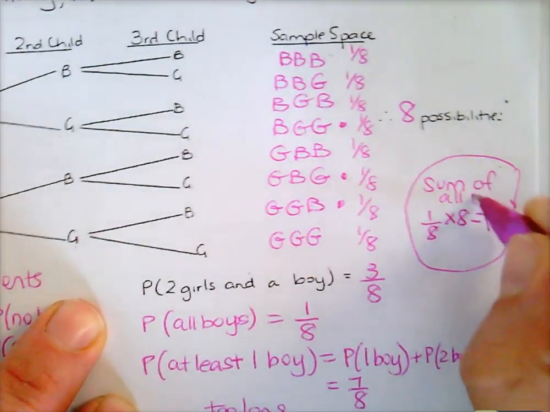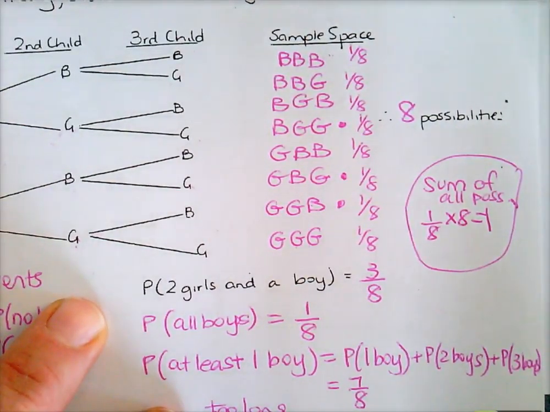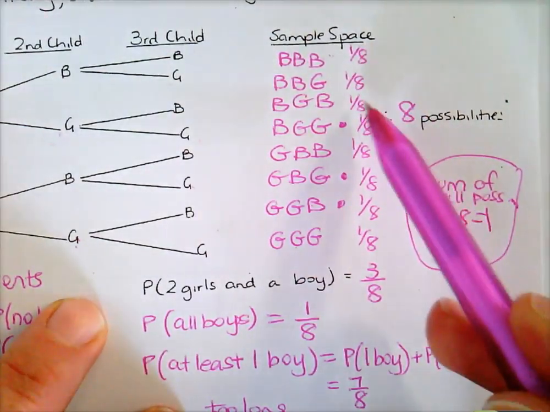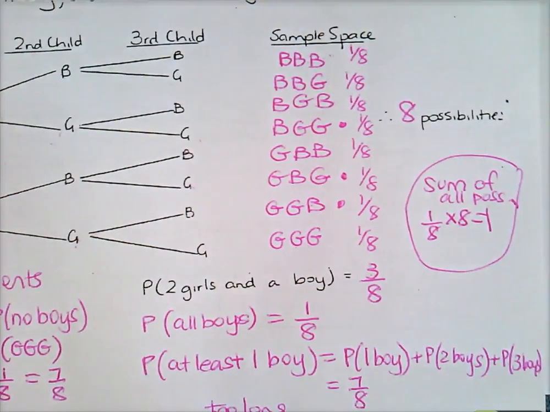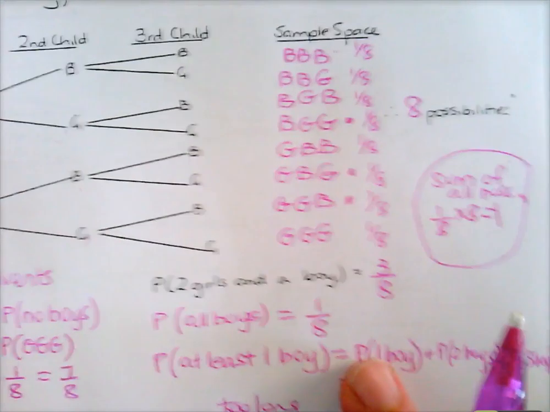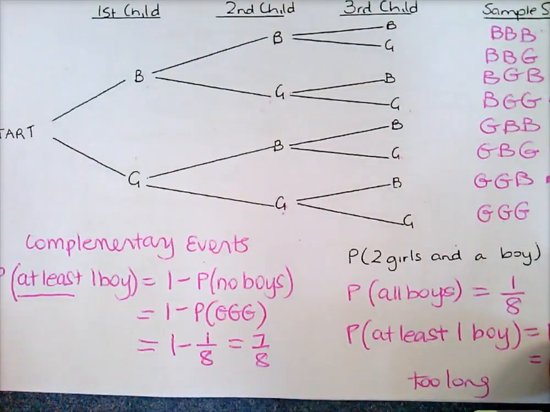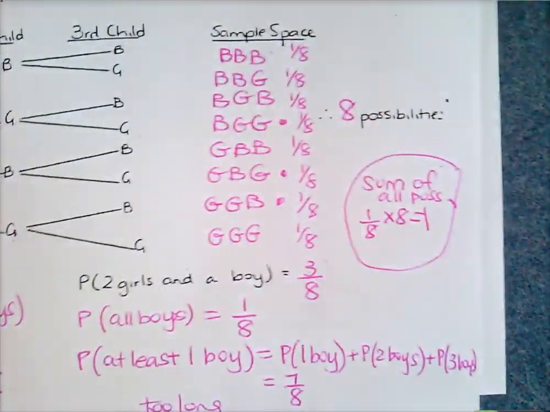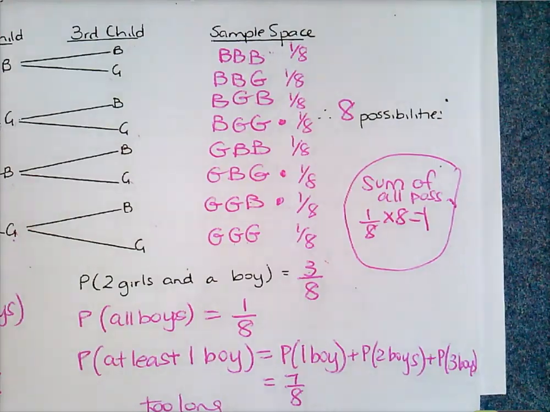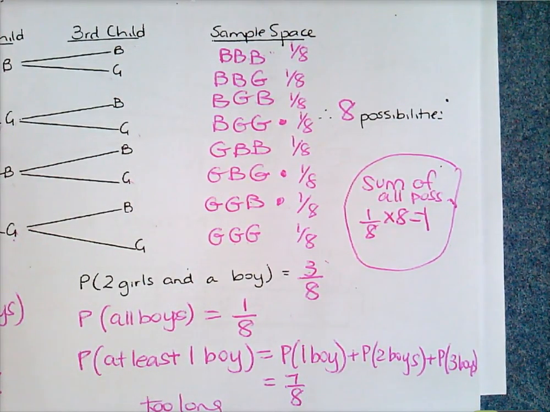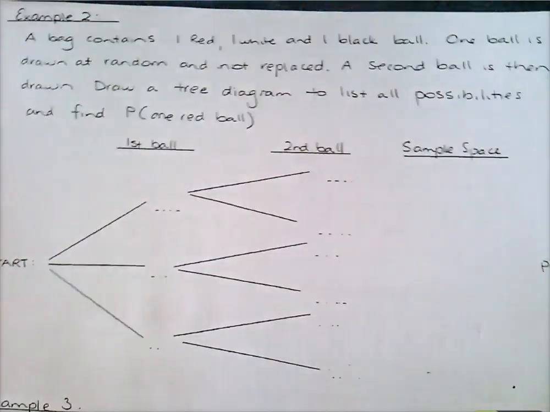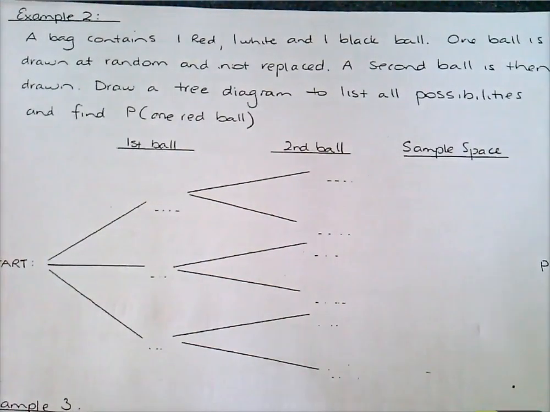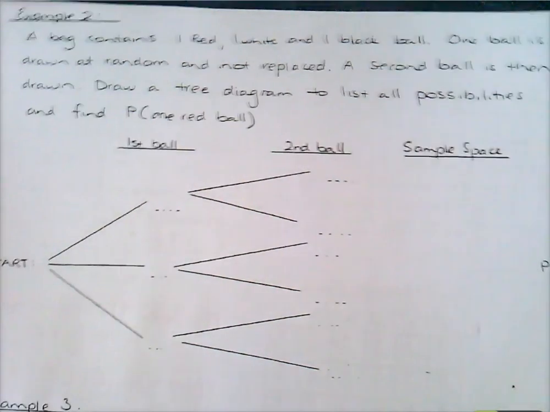But what does 1 on 8 times 8 add up to? 1. So that's the sum of all the probabilities. Do you get that? 1 8th plus 1 8th, 8 times. All the probabilities add up to 1, which is why you're allowed to use the complementary rule. If all of those did not add up to 1, you can't use that complementary events rule. And I think that's enough for today.